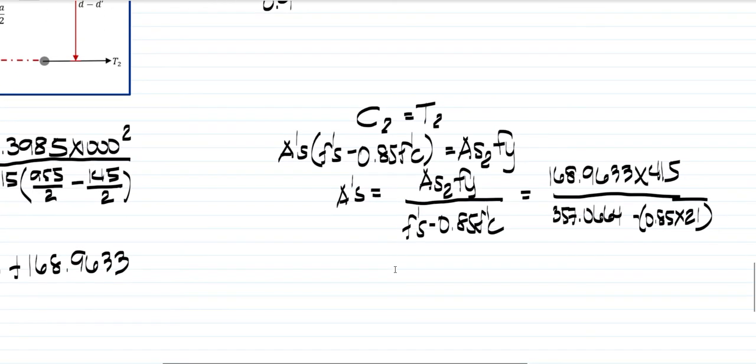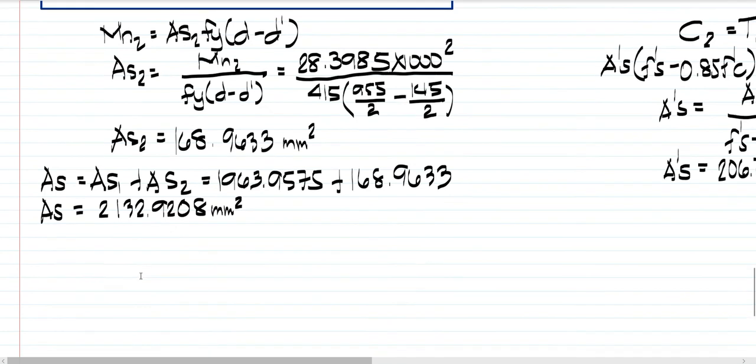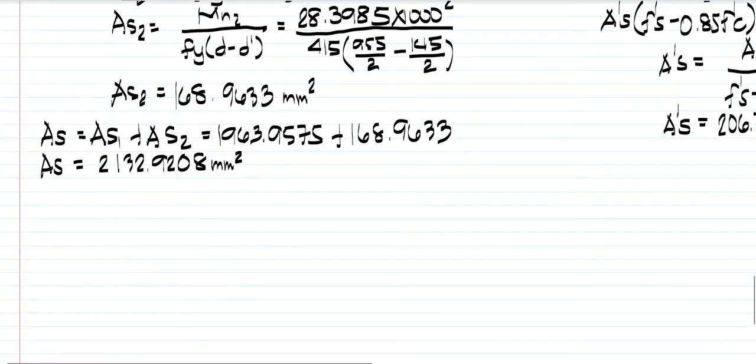So, that will be A prime S is equivalent to a value 206.711 mm squared. Ngayon, meron na tayong compression steel area, and nakuha na din natin yung tension steel area. After getting those two, we can proceed to determining the number of bars. So, doon na tayo sa number of bars.